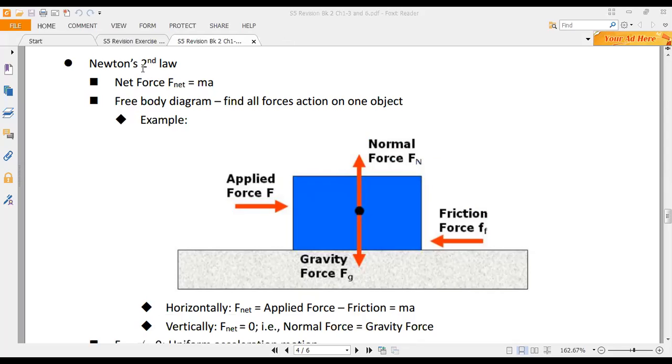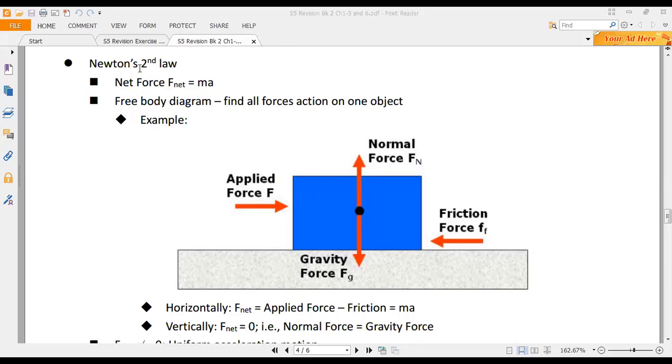So what's Newton's second law? That is net force equal to ma. But you need to understand the meaning of the term net. Net means we need to draw a free body diagram first. After we draw this free body diagram, we will be able to analyze how many forces are acting on an object.